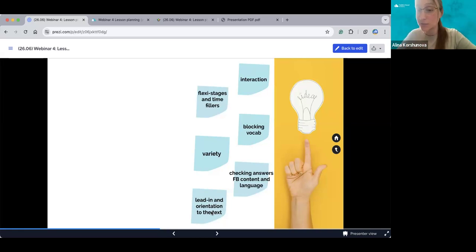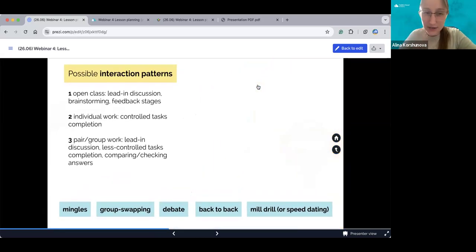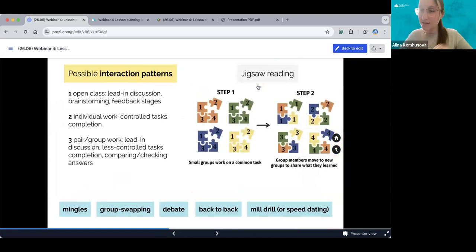Of course, think about blocking vocabulary and interaction. I skipped interaction here because we would not stop here. You've discussed that, I guess. But jigsaw reading: remember that you can use it for listening as well. If you have enough resources, if you know how to manage that in your lesson, try jigsaw listening.